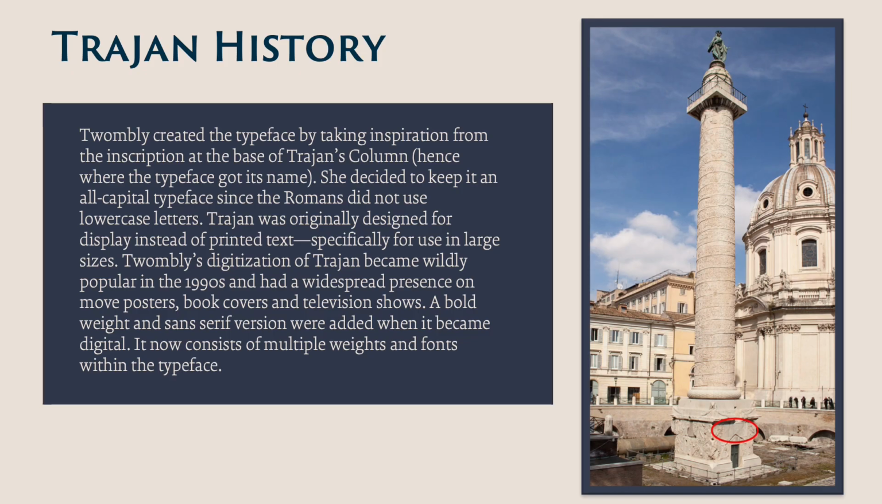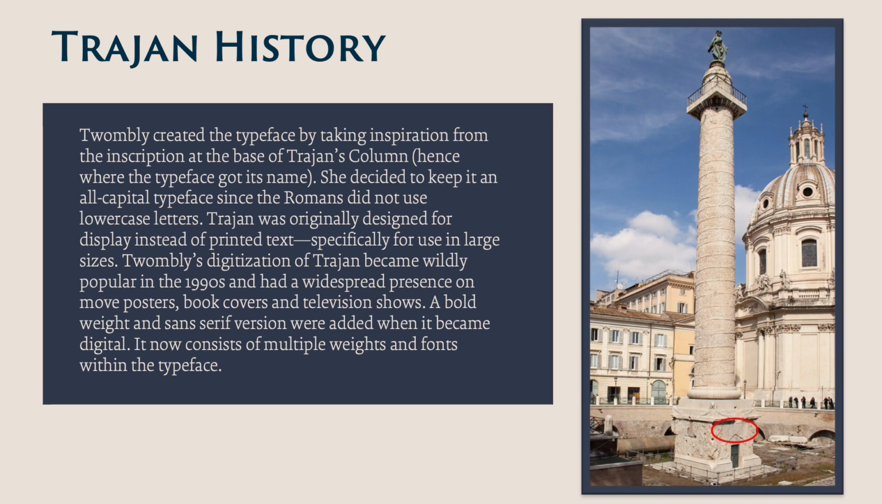A brief history on Trajan is that Twombly created the typeface by taking inspiration from the inscription at the base of Trajan's column, hence where the typeface got its name, also not to be confused with the Trojans. She decided to keep it an all-capital typeface since the Romans did not use lowercase letters. Trajan was originally designed for display instead of printed text, specifically for use in large sizes. Twombly's digitization of Trajan became wildly popular in the 90s and had a widespread presence on movie posters, book covers, and television shows. A bold weight and sans serif version were added when it became digital.